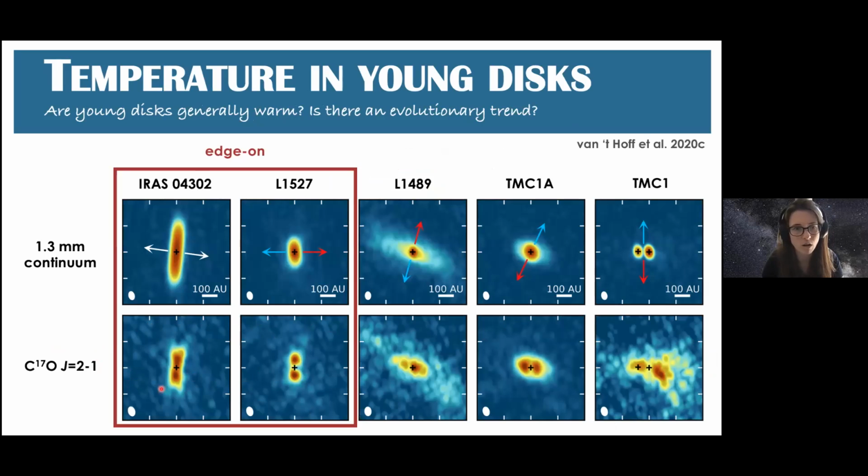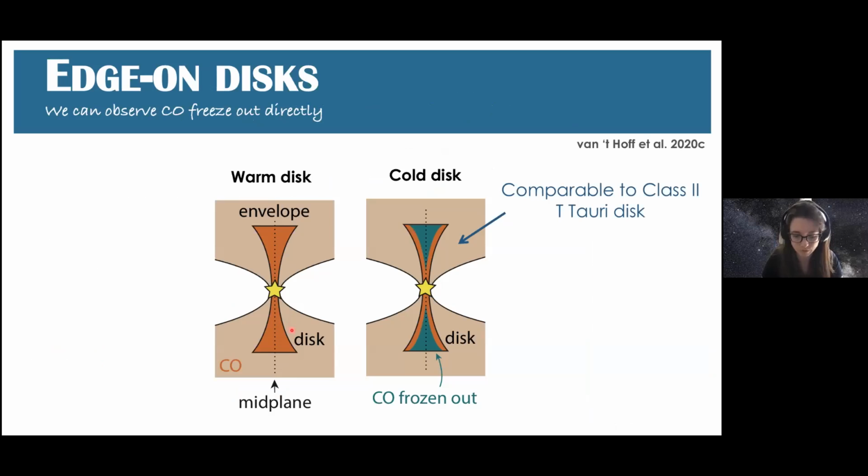And I will focus on these 2 disks because we are seeing them edge on. And that means that we don't have the problem that I discussed before, why we need N2H plus. We don't have to look through these disk surface layers, but we see the midplane directly. So I'm going to compare these results with 2 models, a warm model where we have CO in the entire disk, and a cold model where we have CO frozen out in most of the disks, except in the inner disk and the surface layers. CO will be in the ice. And this will be comparable to these protoplanetary disks.